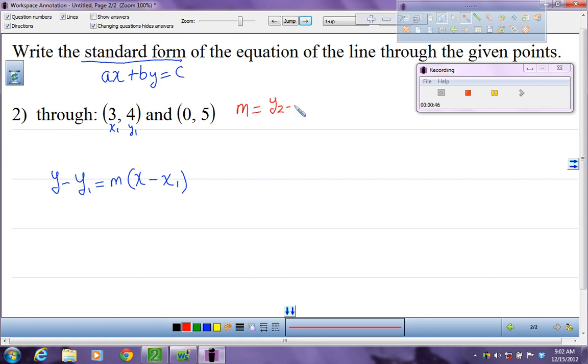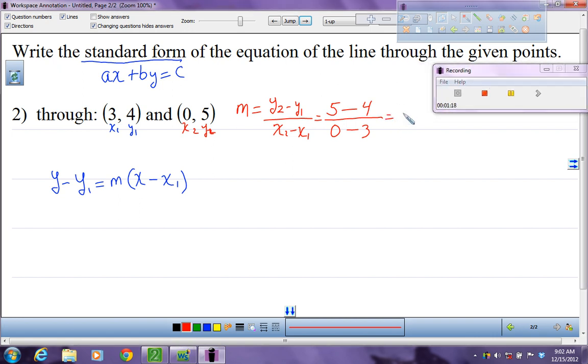Given 2 points, which is the y2 minus y1 over x2 minus x1. This is my x2, y2, so now I can plug in the numbers. So I should have 5, which is this one here, minus 4, which is that one there, all over x2 minus x1, which is 0 minus 3. If I do the math, I get 1 over negative 3. So 1 over negative 3 means that your slope is going to be negative 1/3.